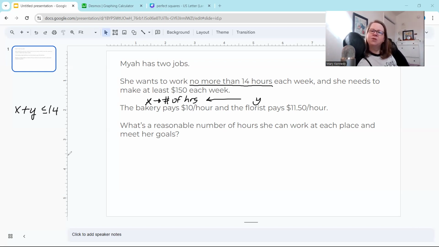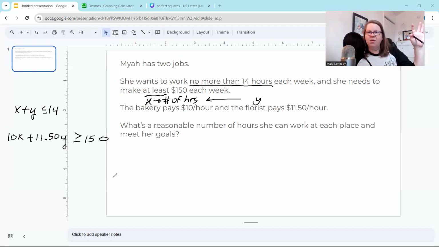And then she wants to make at least $150 a week. So is she okay with $100? I mean, a week, not an hour. No, not $100. She would not be okay with that. She's needing 150 or more, right? 150 is the minimum. So $10 at the bakery plus $11.50 at the florist needs to be greater than or equal to 150. It could be equal to 150, but more than that would be just fabulous, right? That'd be great. Okay, so here are our two inequalities, not equations, but inequalities.